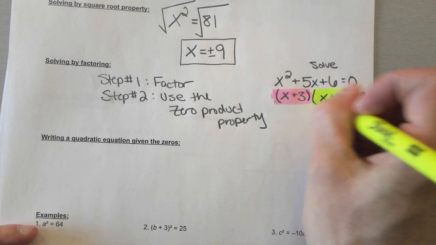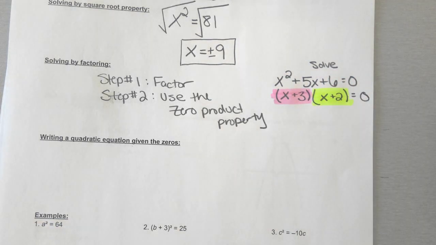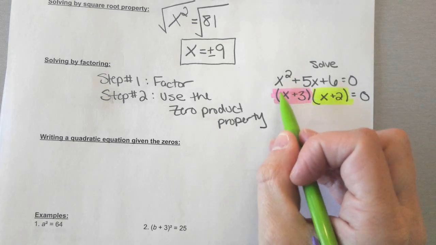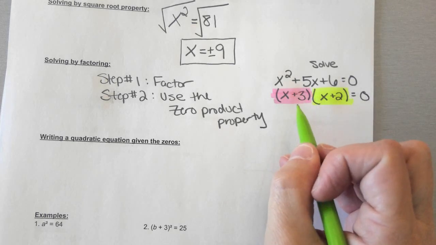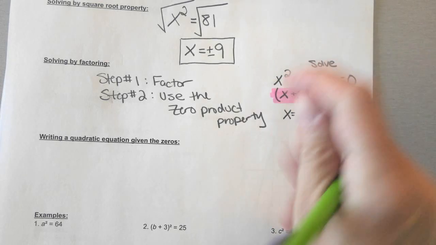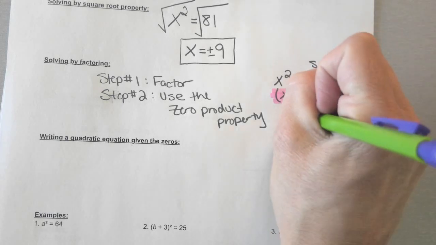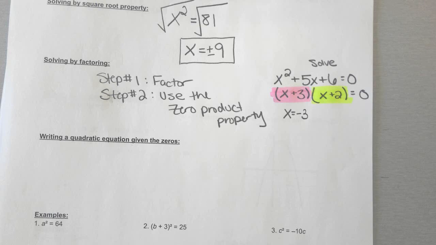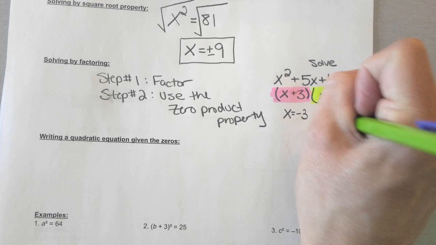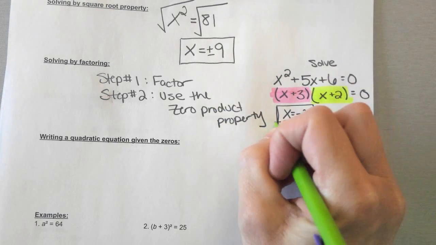You have thing 1 and thing 2, and they multiply to give you 0. What's the only way to get 0 when you multiply? Multiply by 0. So either thing 1 has to be 0, or thing 2 has to be 0. What value of x would make this pink parentheses 0? 0 plus 3 would be 3. Negative 3. So negative 3 is one of my solutions. What would make the yellow parentheses 0? Negative 2. So these are my 2 solutions.